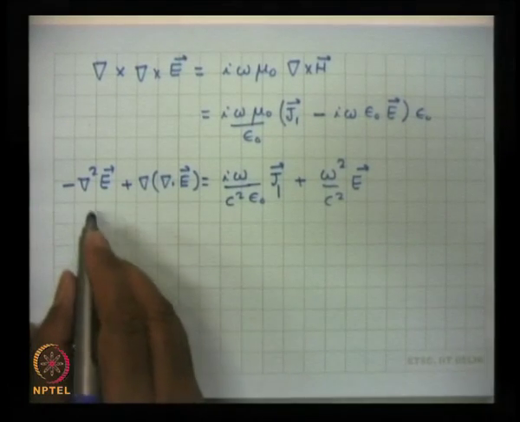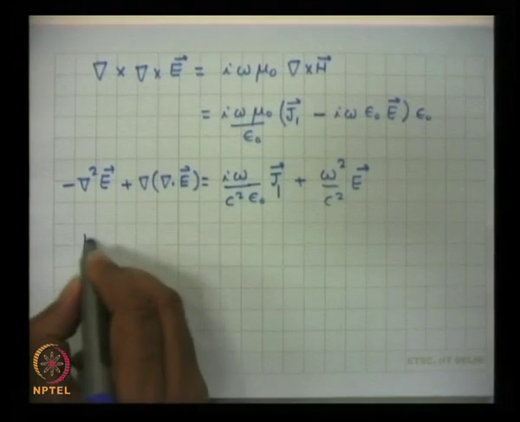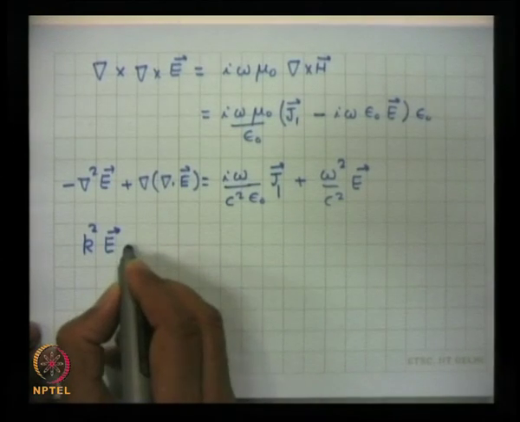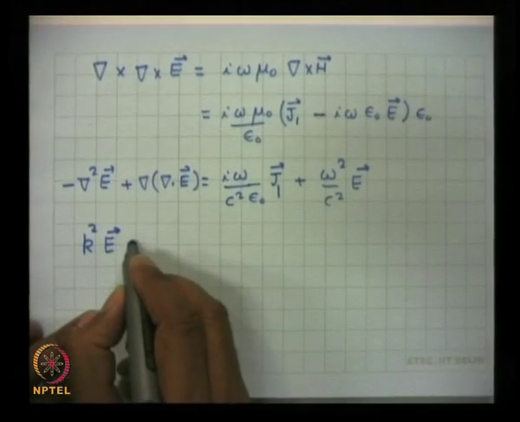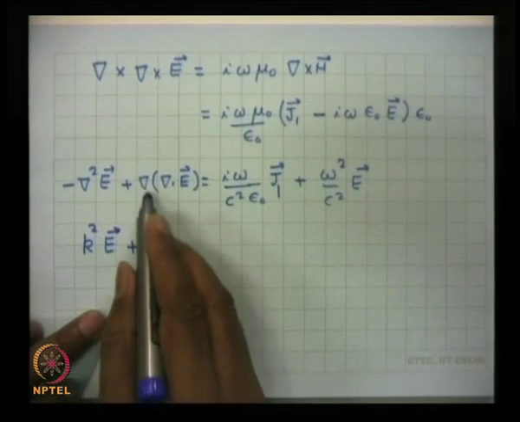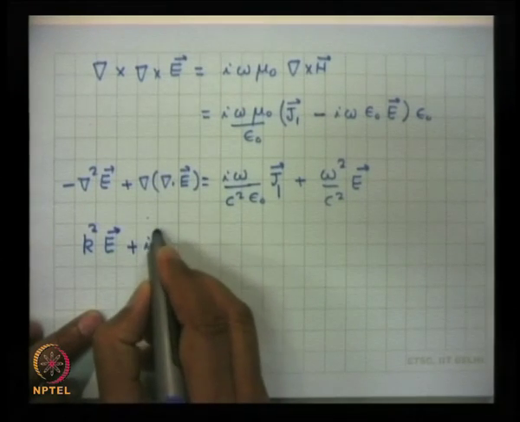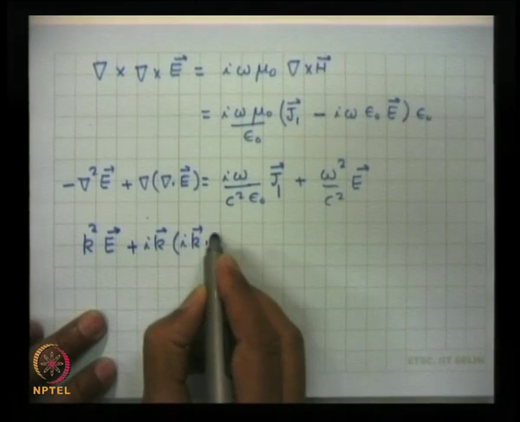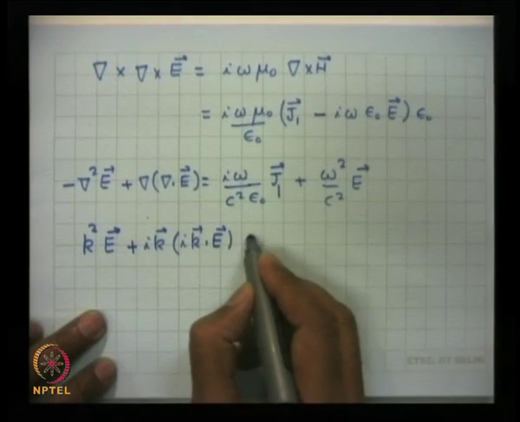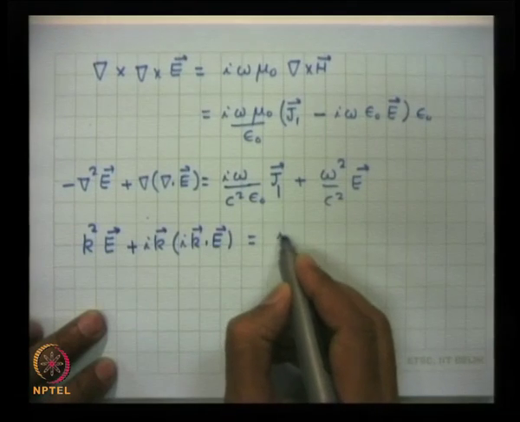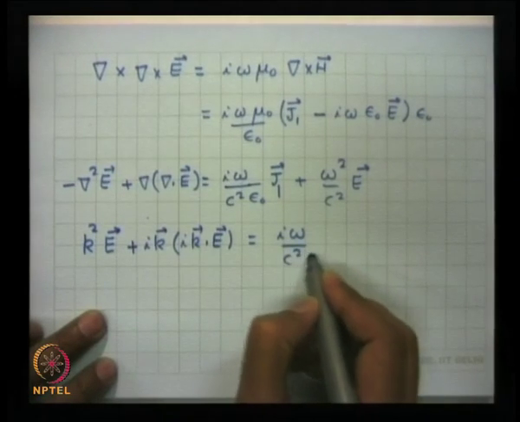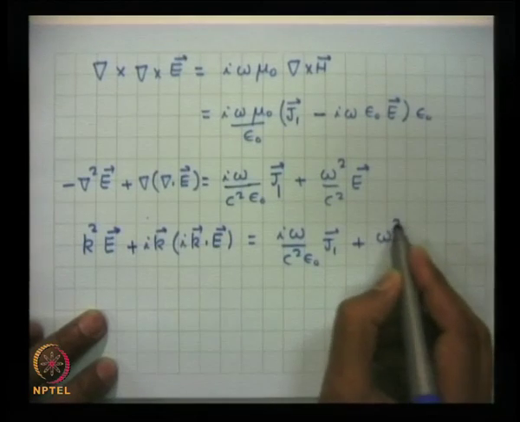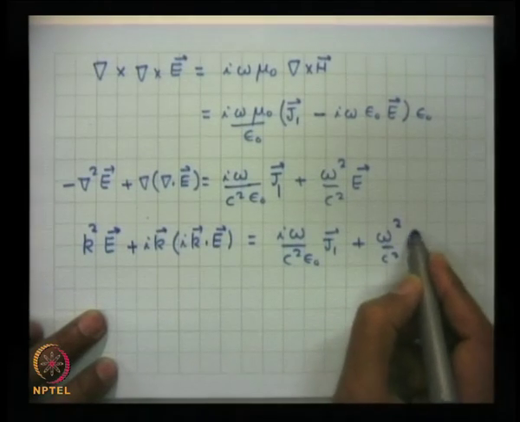Replace del operator by ik, this gives you k square E vector plus ik here for del and ik for this del in the interior is equal to i omega by c square epsilon 0 J plus omega square by c square E vector.